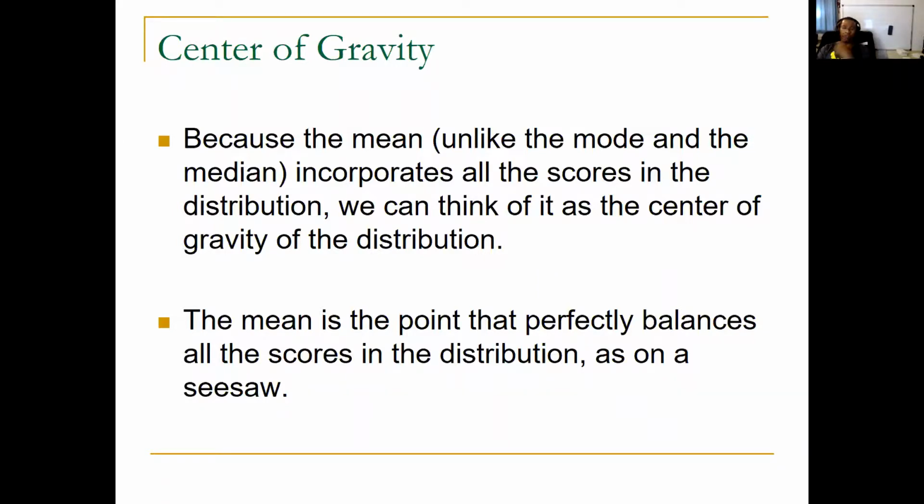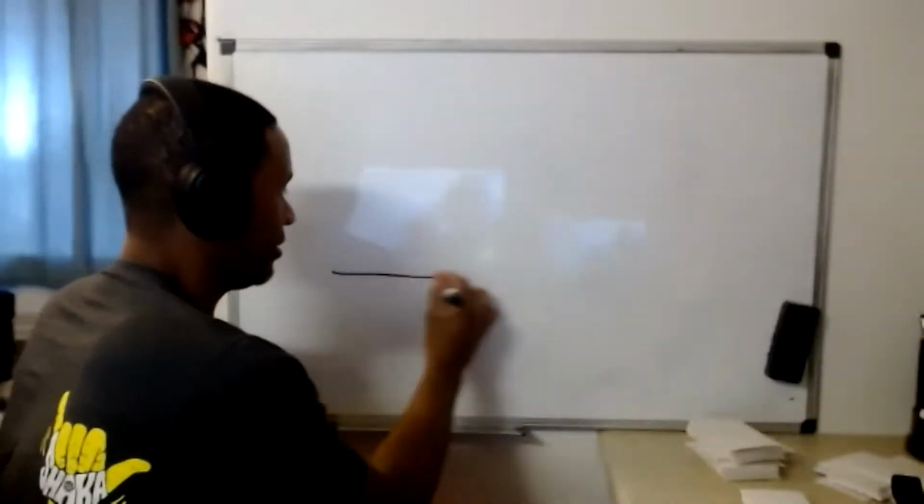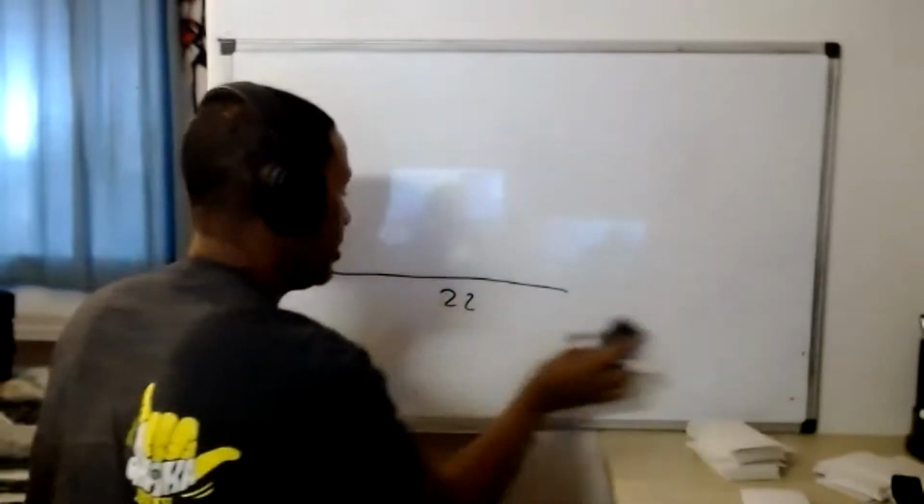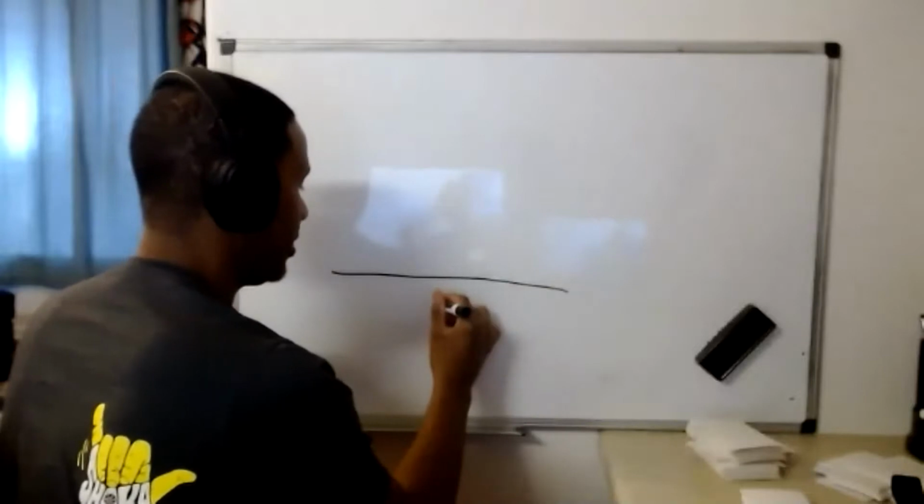Okay, so the mean, unlike the mode and the median, it incorporates all the scores in the distribution. So we can kind of think about the mean as being the center of gravity of the distribution. We can think about the mean as balancing all the scores perfectly in the distribution like a seesaw. So let's just say that we're thinking about maybe age in a college classroom. So we know that the vast majority of students, the mean, at least in my class, it usually is around 22. Okay, so let's just say the mean is 22. You kind of draw a seesaw.